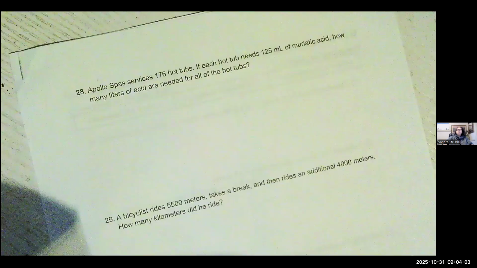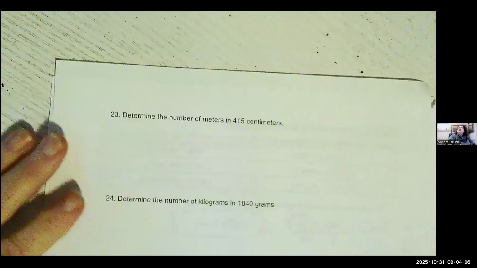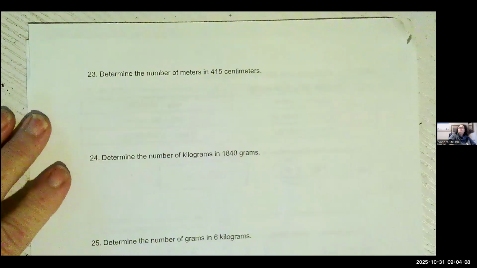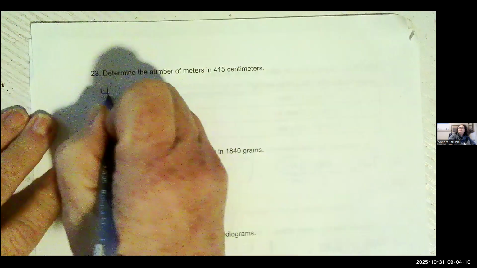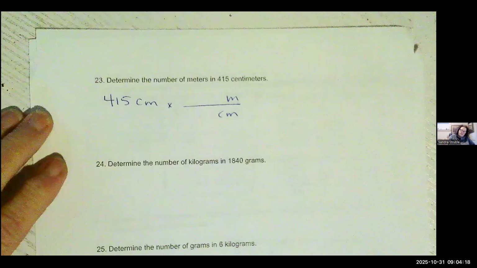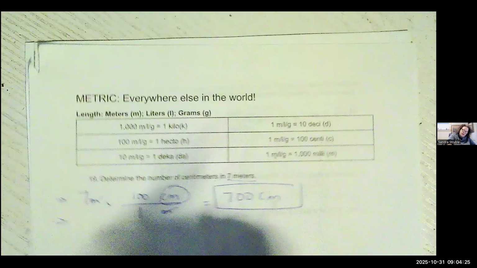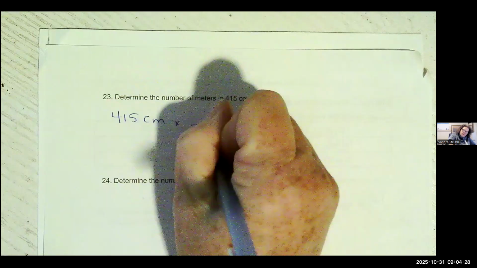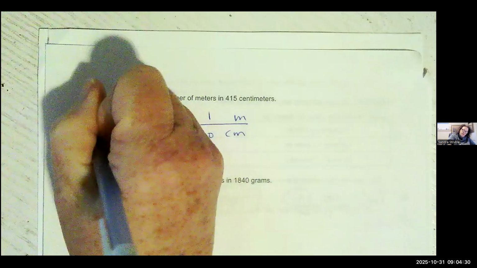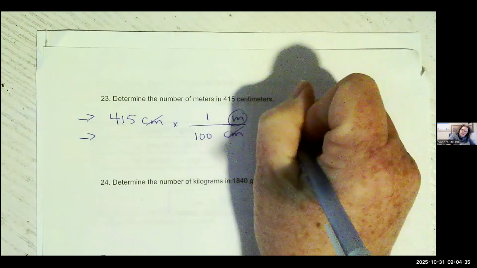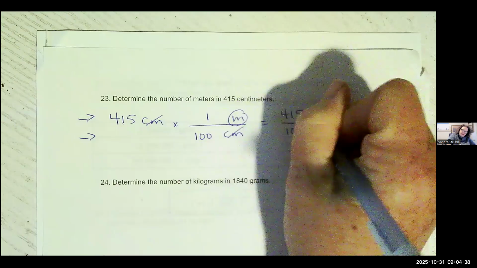Determine the number of meters in 415 centimeters. So start with what you're given. Don't want centimeters. We want meters. We do have a direct way to get there. Centimeters to meters, 100 centimeters to 1 meter, multiplying straight across. Centimeters are gone, left with meters. 415 times 1 is 415. Divide by 100 is 4.15 meters.